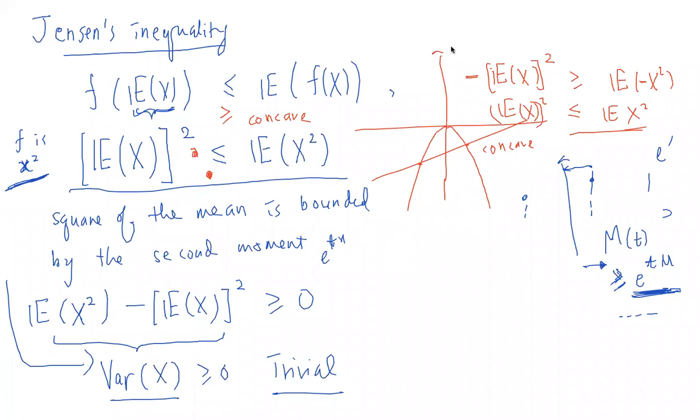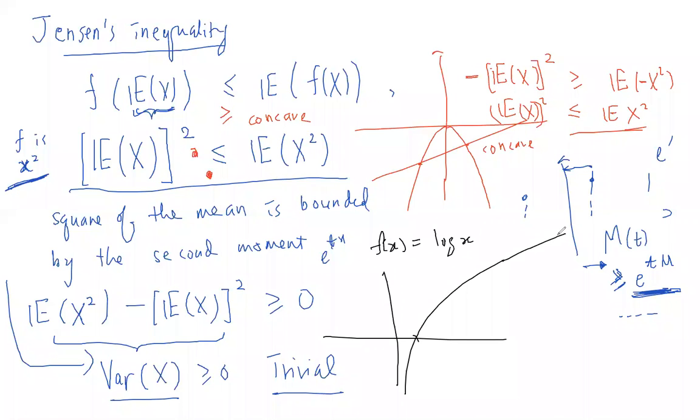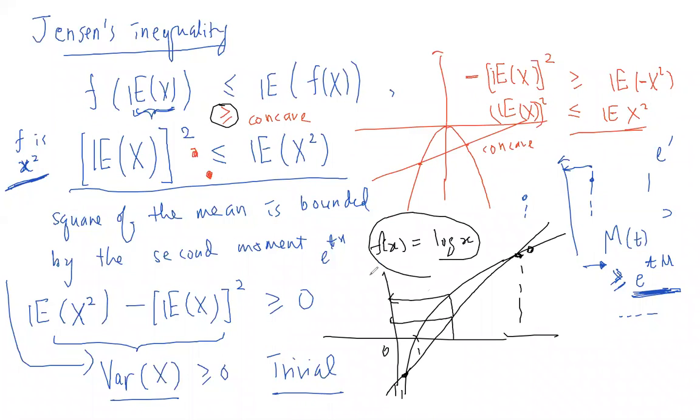Take f of x equals log of x. If you sketch log x, it is like this, and it keeps on going like this. This is 1, this is 0. When you put a secant line through it, at any point in between, the point on the curve is dominating the point on the straight line. So the result will flip. It's very simple. Any function that you want to consider, just do a sketch.